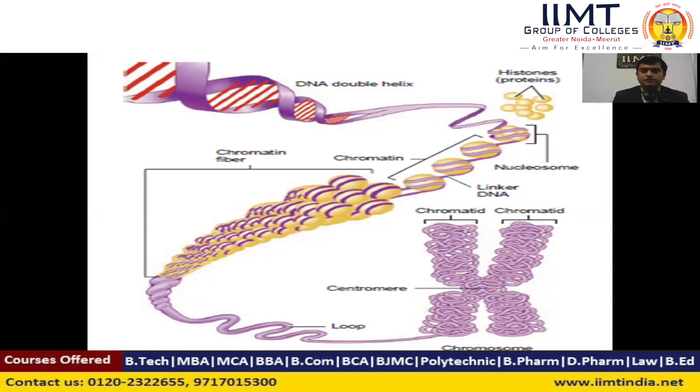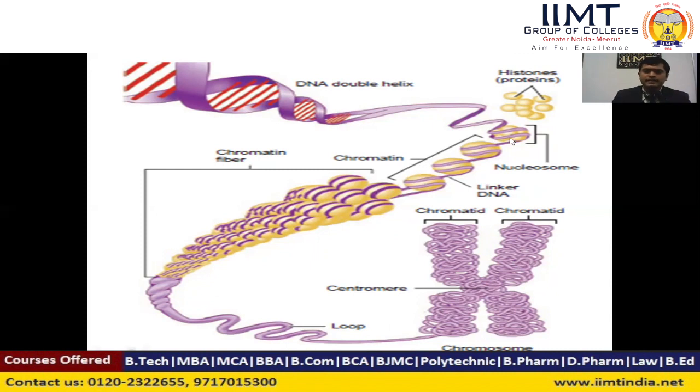But at the time of cell division, that chromatin fiber condenses to form a chromosome. Right? At the time of cell division, the whole thread is condensed together to form that chromosome. Somatic body cells have 46 chromosomes. Each is inherited from each parent, 23 from father and 23 from mother, right?